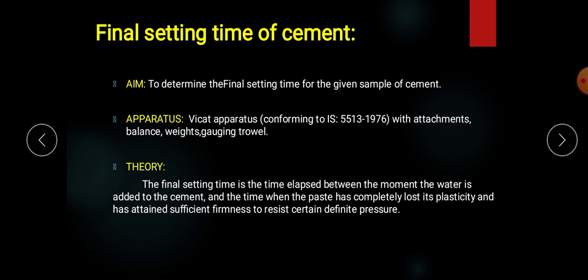And the theory is that the final setting time of cement is the time elapsed between the moment the water is added to the cement and the time when the paste has completely lost its plasticity. So it is the time between when water is added to cement and when the paste has completely lost its plasticity. That time in between is known as the final setting time of cement.